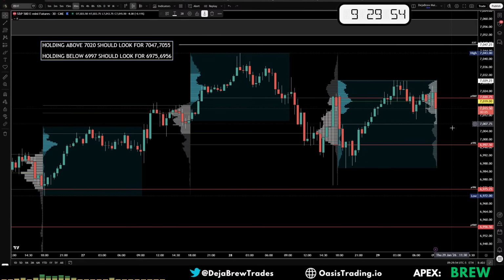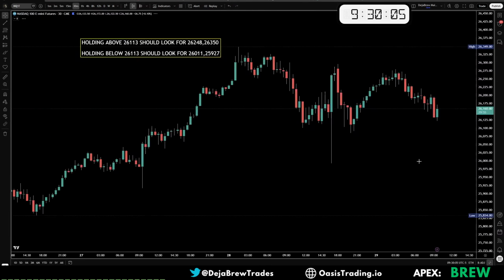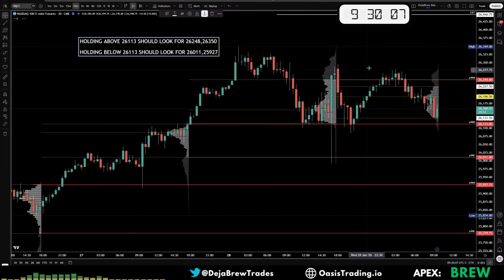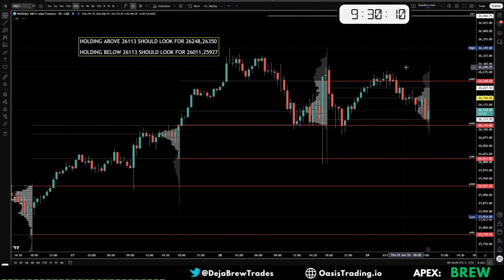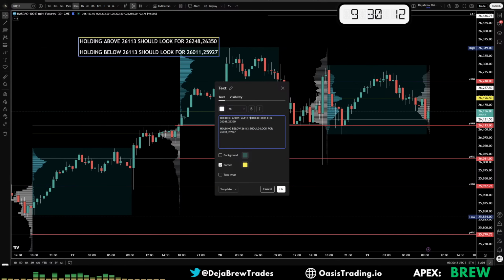You do have a P-shaped profile, but it's holding inside of yesterday's value, so I would treat this more as a D-shape overlap, similar to how NASDAQ is here. Same thing with NASDAQ. We do have to raise this upper level to the value high, so 248. And then we'll raise our targets a little bit here: 350, and then 446. Everything else is the same.